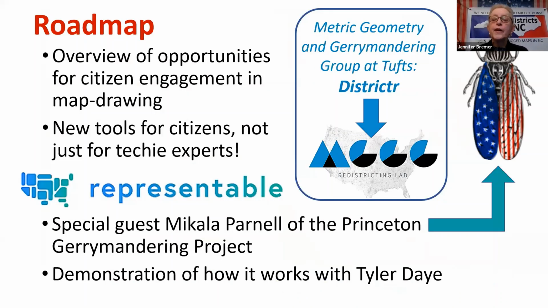So the other, besides Representable, the main other tool that has been developed, at least so far in this general area, is called Districtor. And warning, when you type that, your autocorrect will make that into district every time. So just be prepared for that. But in any case, it has been developed by a team at Tufts that's part of their gerrymandering program up there. And Representable has been developed by Princeton.